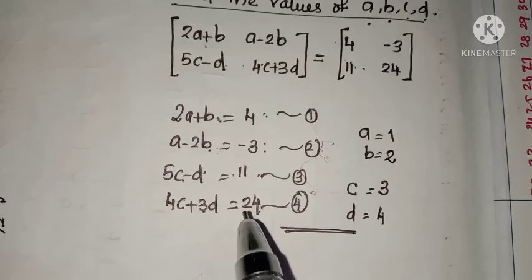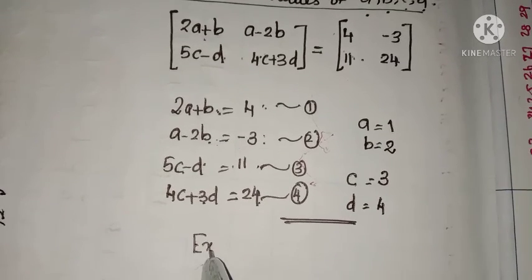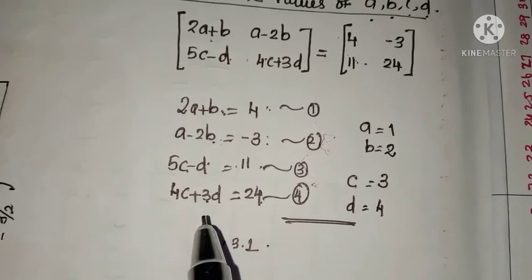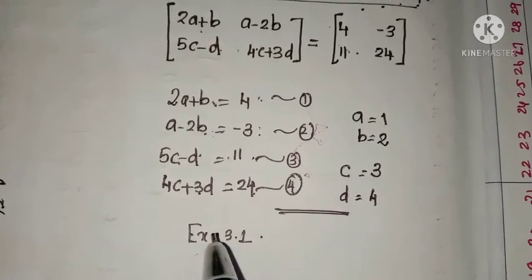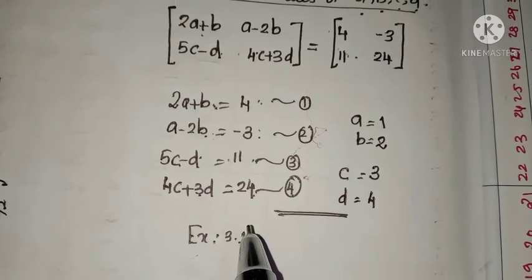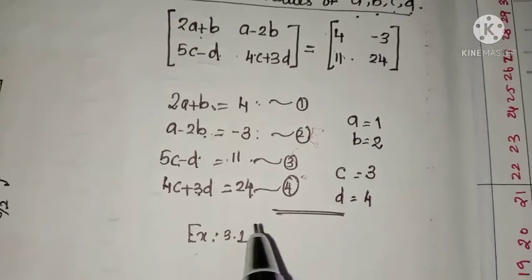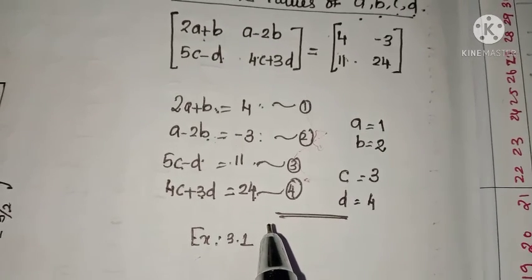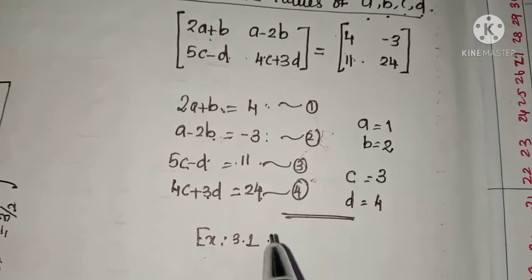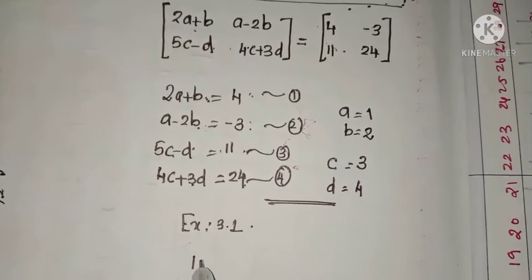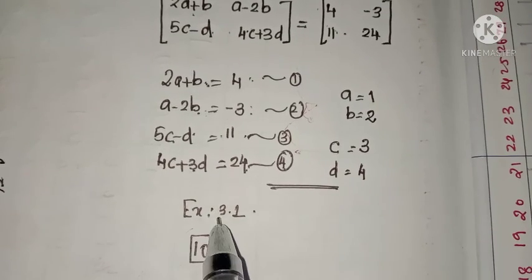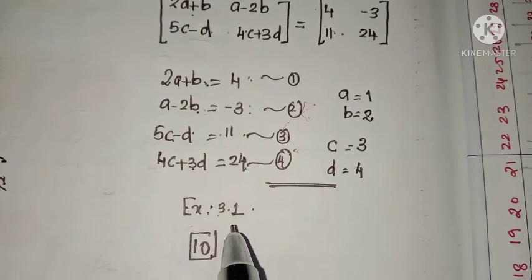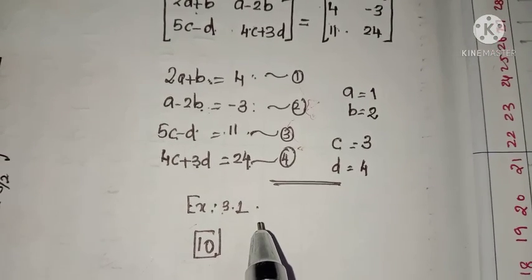So listen students, in exercise 3.1 you can see these types of problems. So do one thing: write and study all these problems today itself. That is very compulsory. Then write down all the question answers. There are 10 questions in exercise 3.1. So find the answers of these 10 questions today itself and write and study.